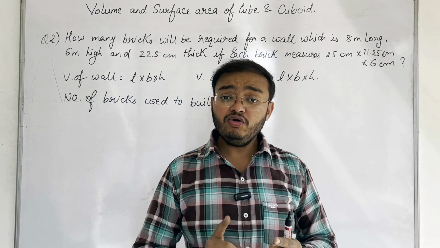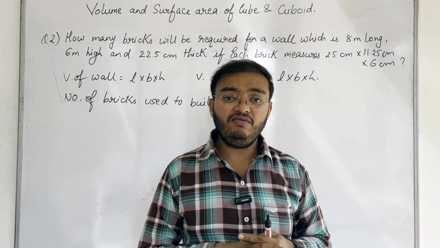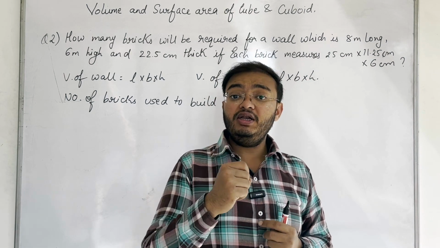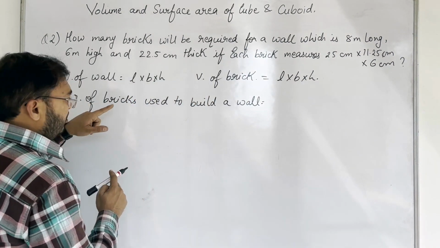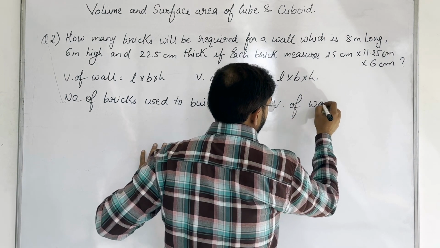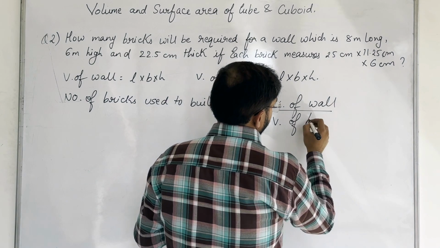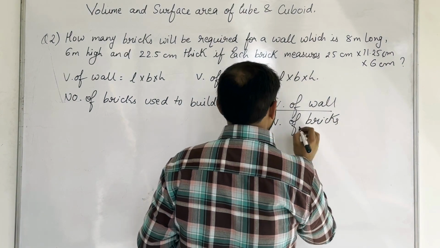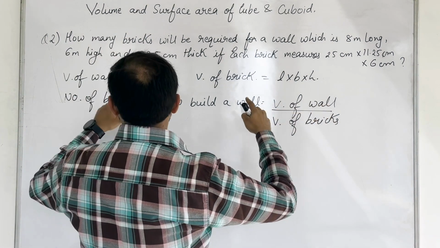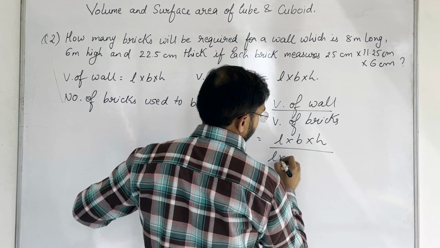Whose volume is larger over here? Wall. That means definitely we are going to divide the volume of brick from the volume of wall. That means number of bricks used to build a wall is equal to the volume of wall, which is big enough, divided by the volume of brick, because that is small. So we will directly get the number of bricks needed. Now, volume of wall, the formula is length into breadth into height, upon length into breadth into height.